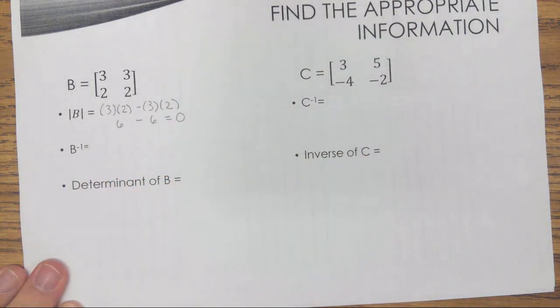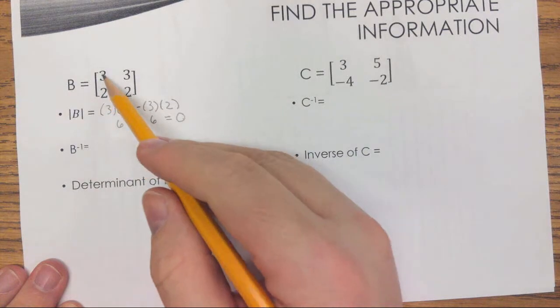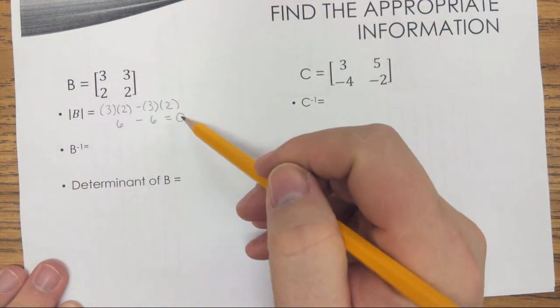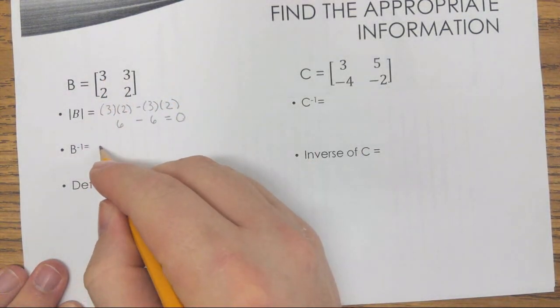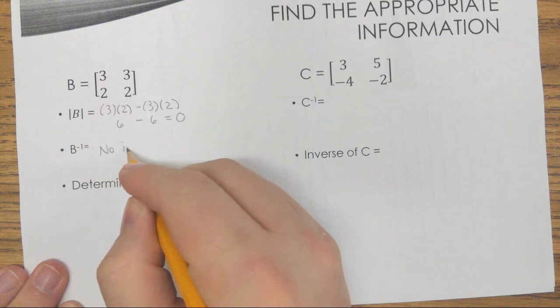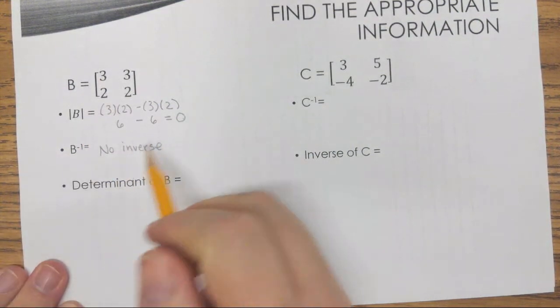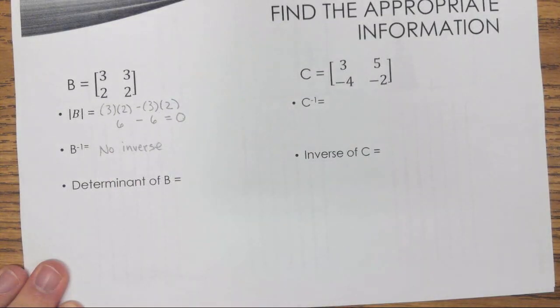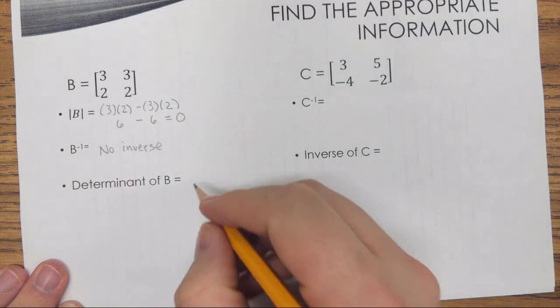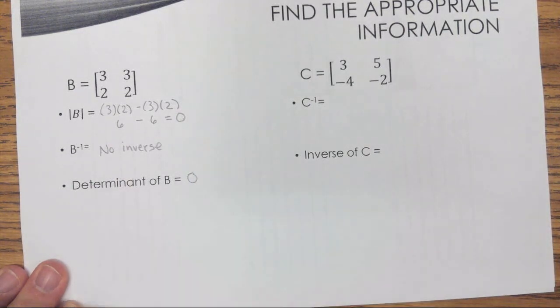Can I find the inverse? No, I can't. Even though this is a square matrix, the determinant is 0. There's no inverse. So this was wanting us to find the inverse. We can't because the determinant is 0. This is another way to write determinant of B. Determinant of B is 0.